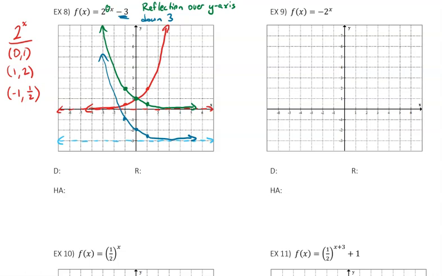All right, domain, negative infinity to infinity. Range, -3 is now the lowest it goes, so -3 to infinity. And then our horizontal asymptote is at y equals -3.